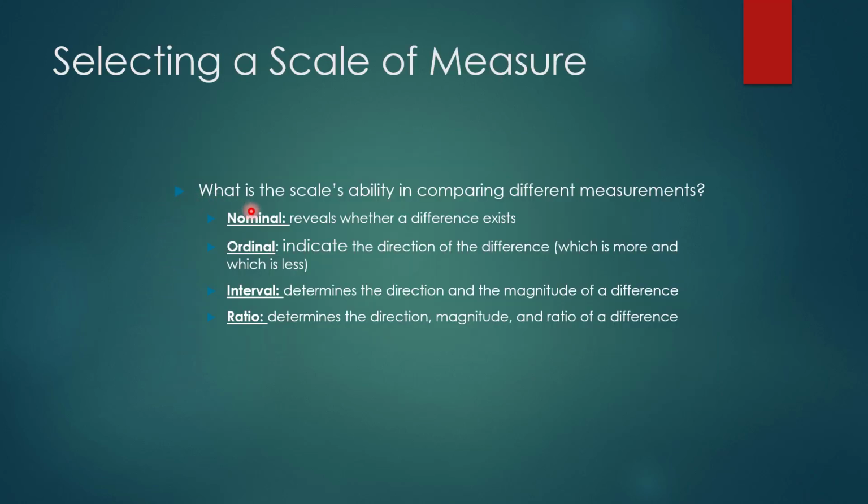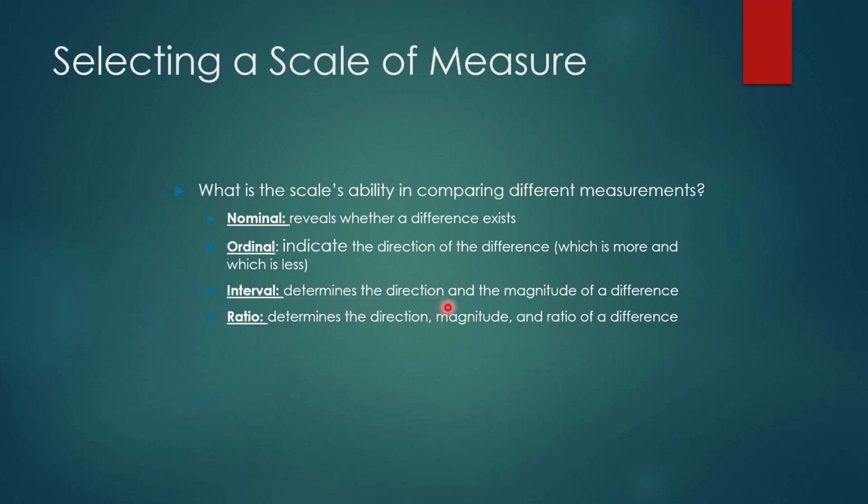So here's just another way of looking at the ability to compare different measurements. The nominal reveals whether there's a difference, okay? Whether there's males and females. What is your favorite song on the radio? It reveals whether there's a difference. Ordinal is going to indicate the direction of that difference. This is my favorite song. This is my least favorite song.